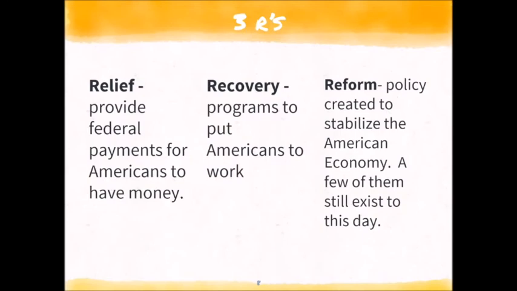Next, we have reform. There was a lot of legislative policy that was created to stabilize the American economy. A few of them still exist today, especially the Federal Deposit Insurance Corporation. This means that banks are backed by legislation to make sure that should the economy crash again, unlike before during the Great Depression, when people lost all their money, you would not lose your money in this current climate.